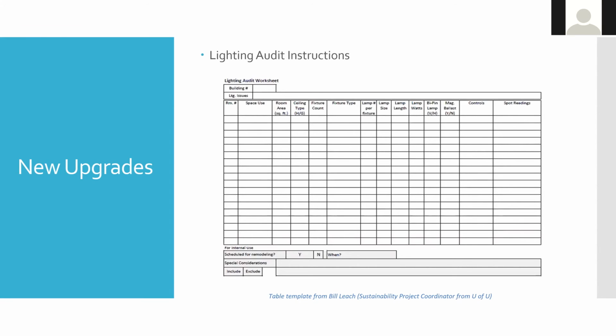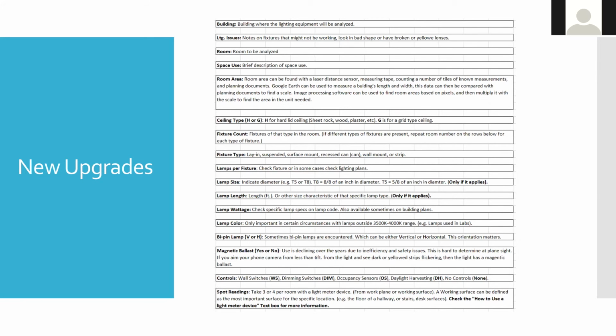So I included a simplified version of this table in the lighting table tool. It's a new tab, a lighting audit tab. And I also included a set of instructions on how to fill it efficiently. So there's a set of instructions for the building. If the building has any lighting issues, you might want to write in there the specific room, space use, the room area, and so on.